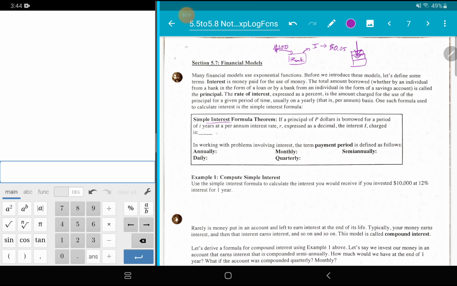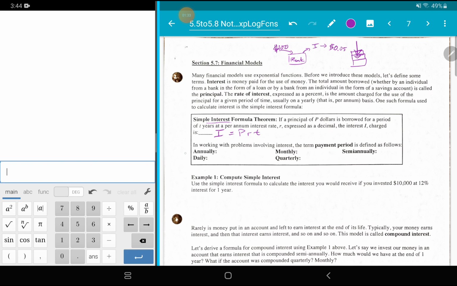The simple interest formula works like this: the interest, I, is equal to the principal amount, the amount of money you actually put in, times the rate, times the time. So the longer you put money in, the more you'll accumulate out of it.